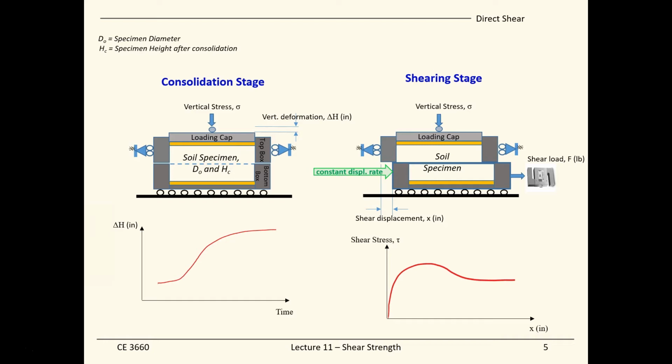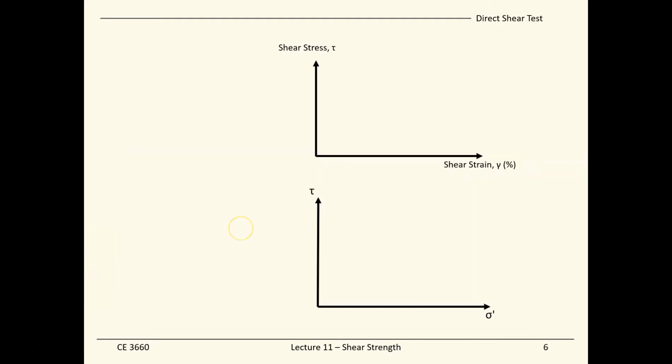So this is the direct shear test. For the soil strength parameters, we need to conduct more than one direct shear test. For the first direct shear test, we subject the sample to a certain vertical consolidation stress, let's say sigma 1 here, and we conduct the test under the given vertical stress, and we can come up with a stress strain curve.